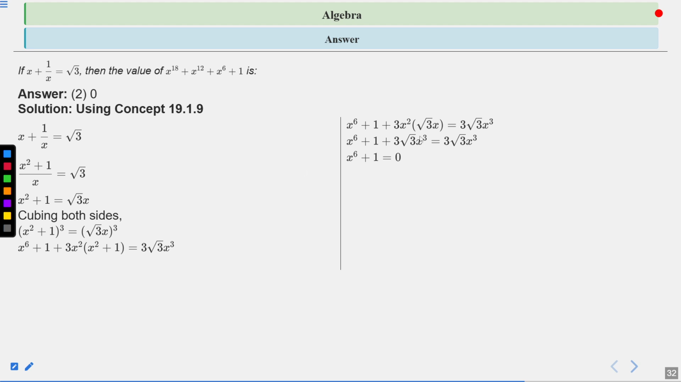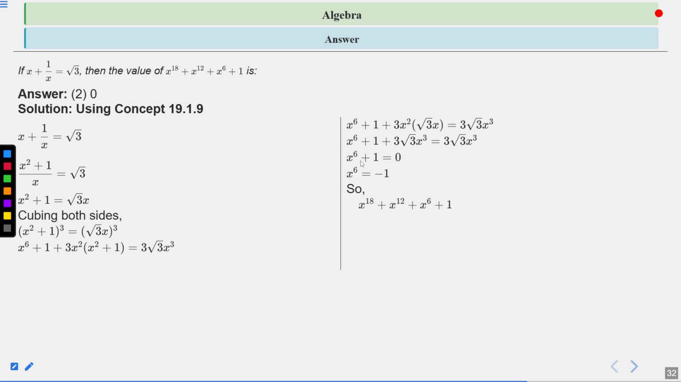So 3 root 3x cube and 3 root 3x cube will cancel out, because when we subtract them, we get 0. Now we get x to the power 6 plus 1 equals 0. So when we simplify it, we can write x to the power 6 equals minus 1.